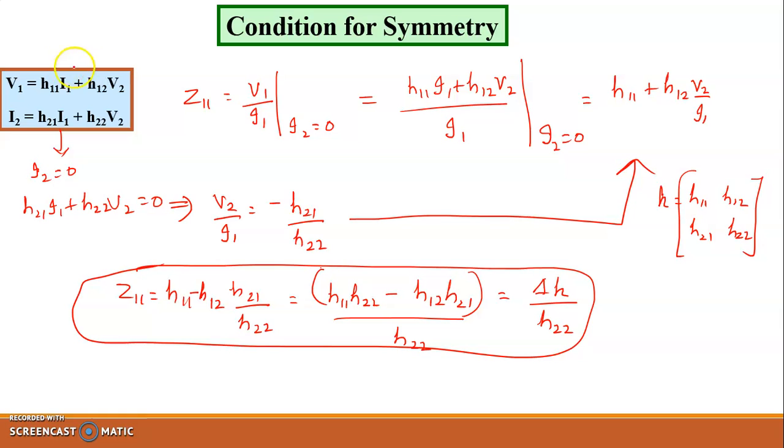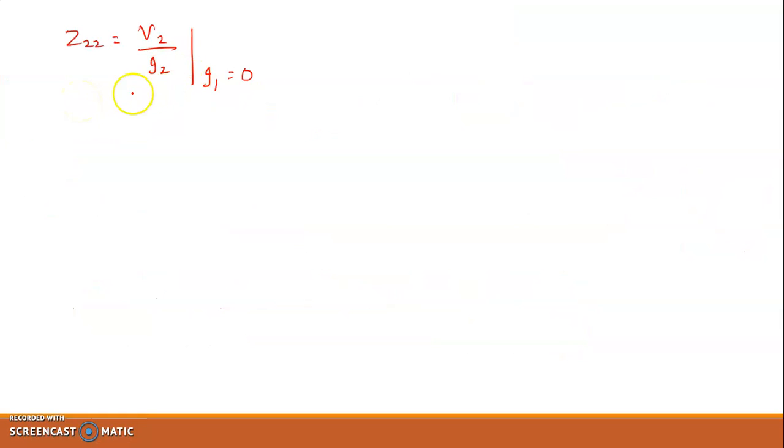Now take the equation corresponding to Z22. Z22 is V2 by I2 at I1 equal to 0. When I make I1 equal to 0 in the second equation, I get I2 equal to H22 into V2. Substituting this, Z22 is equal to 1 by H22.